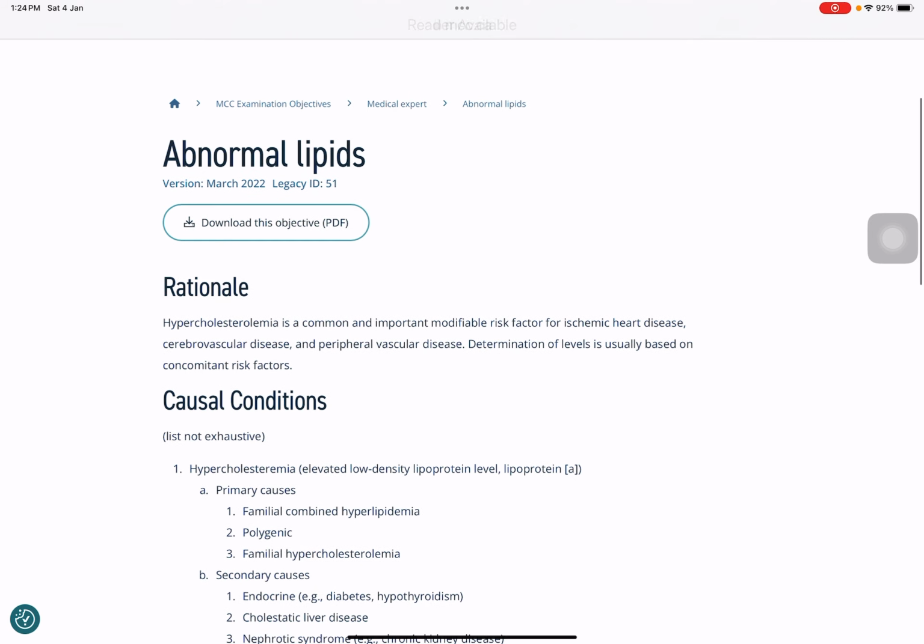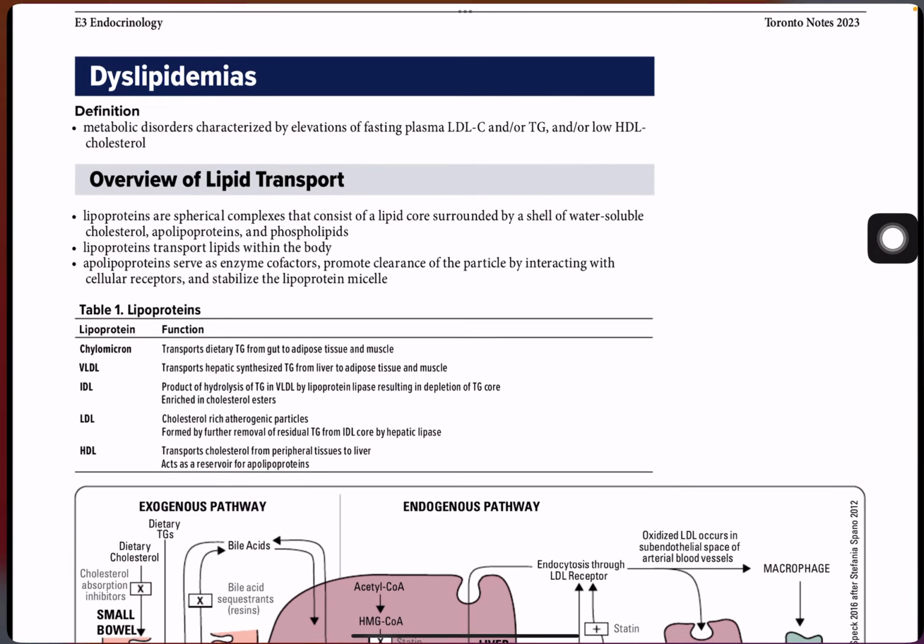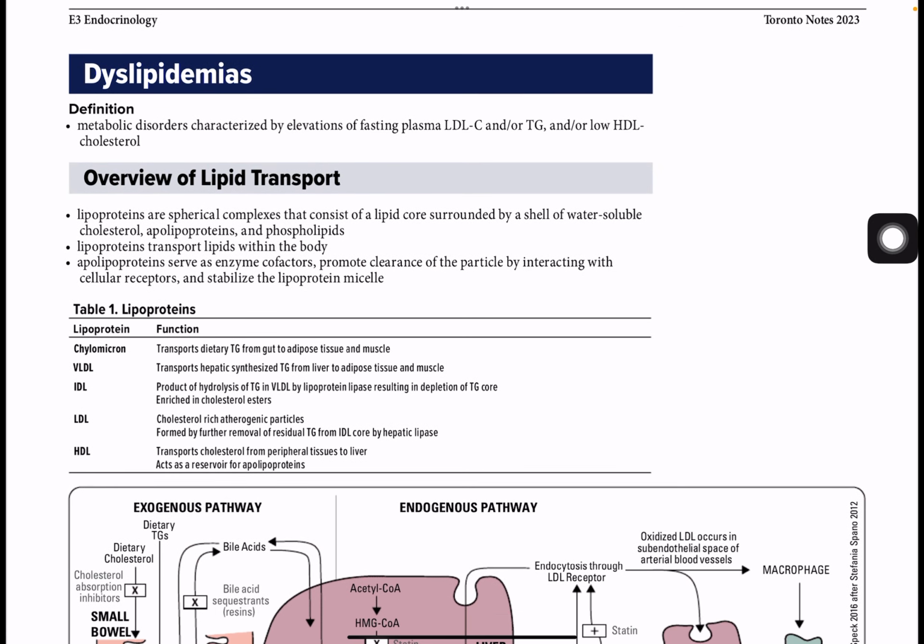So abnormal lipids is divided into two chapters in Toronto Notes. One is in family medicine, the other one is in endocrinology. The endocrinology part is what we are doing right now. The family medicine part is already covered in the previous video. I'll try to link it down in the video today. So let's cover dyslipidemia from endocrinology.